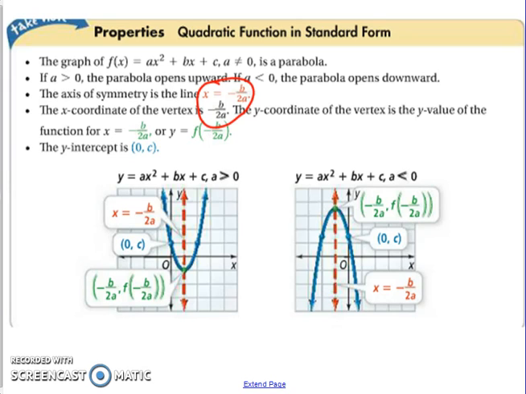And then the y-intercept is always (0, c). So whatever that constant term is in standard form is your y-intercept. And then here are just two examples. The one on the left is opening up because a is greater than 0. The one on the right is opening down because a is less than 0.